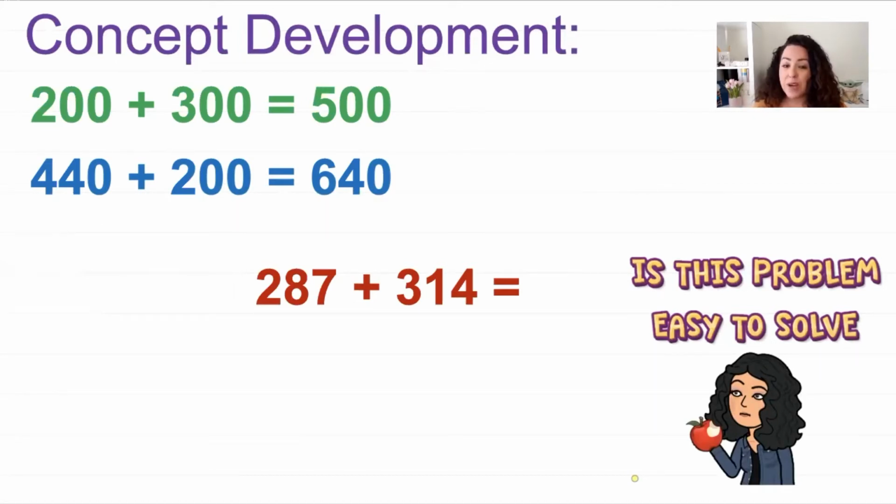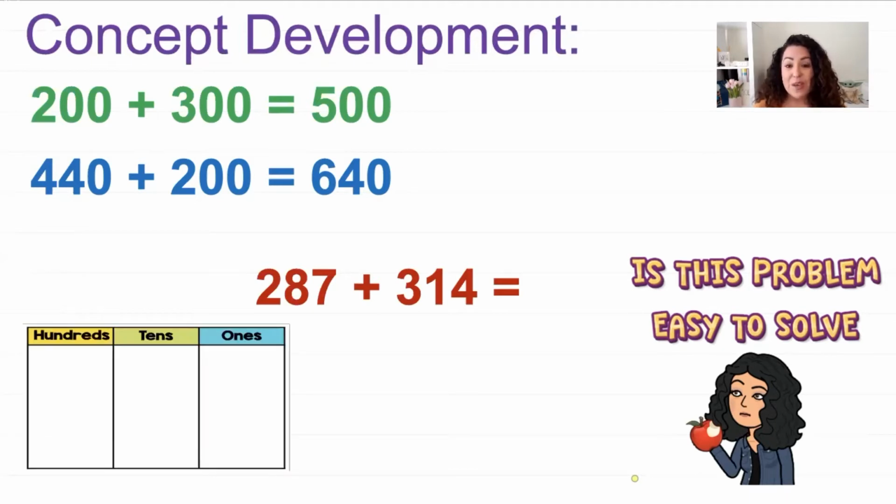And the reason why is because instead of having those juicy benchmark numbers that we've been working with, I have some ones and I have some tens. So I've got to be able to do something with those numbers to make it a little easier for me. So we're going to be working with the vertical algorithm, and then also we're going to be working with that place value chart. So that way, we can learn how to do this math. So let's go ahead and tackle our first problem.